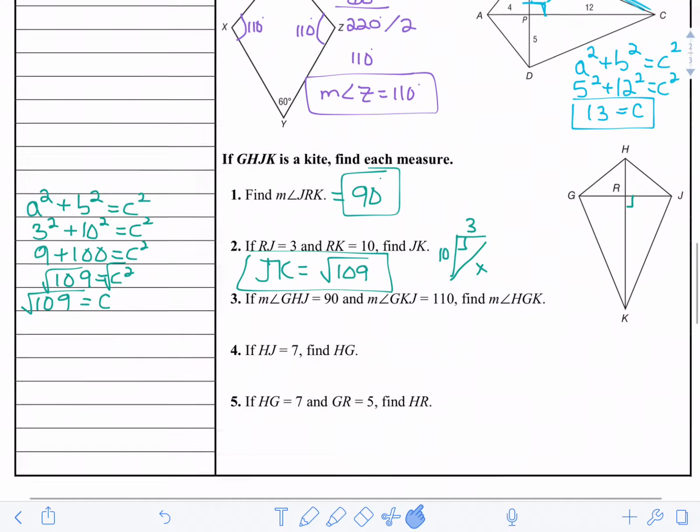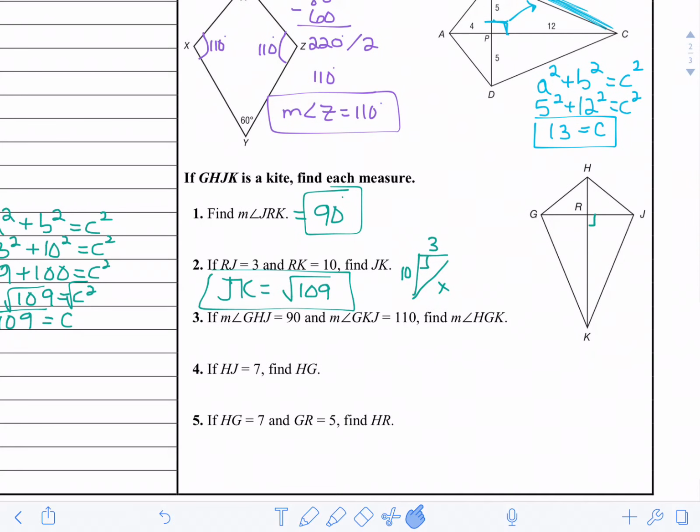If the measure of GHJ is 90, so we're talking about this up here, GHJ is 90, GKJ, so this down here, is 110. Find the measure of HGK. So again, we know that these angles in here are congruent. So we'll just do like we did last time. We had 360 degrees in a quadrilateral. You take out the 90 and you take out the 110 that's being used. What you have left over is 160 degrees. You split that evenly amongst the two remaining angles and you will get 80 degrees. And that will be equal to the measure of angle HGK.